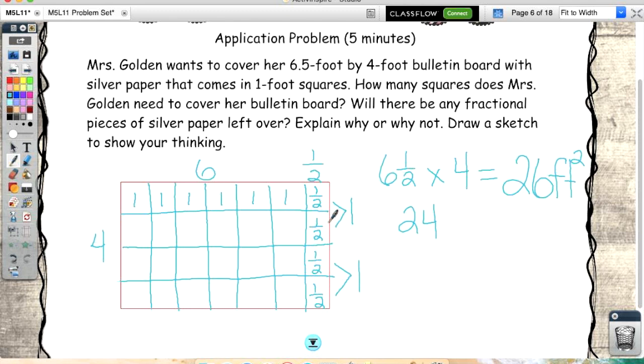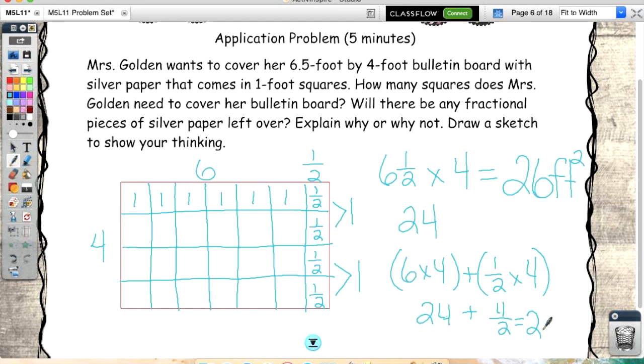Now, we know how to do it numerically. We know that we would multiply our whole numbers and then multiply our whole number times a fraction. So we're going to do 6 times 4 and a half times 4. You don't have to write this. And that would give us 24 plus 4 halves, which is what number?